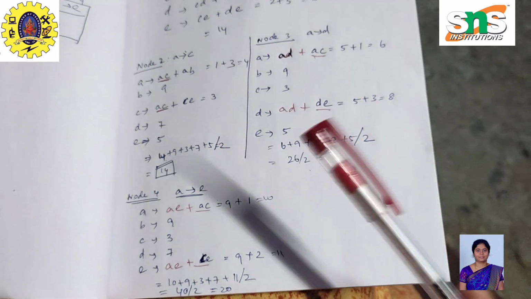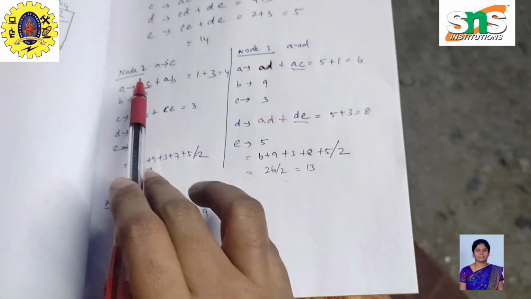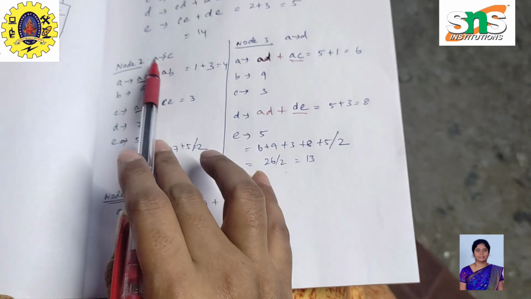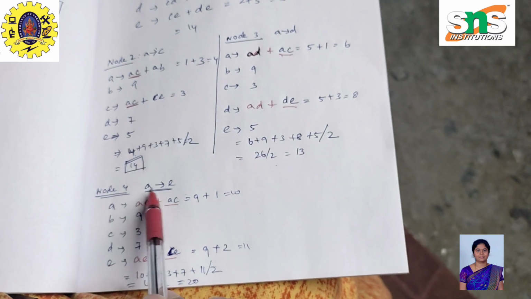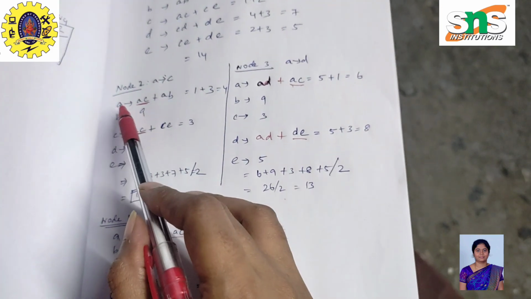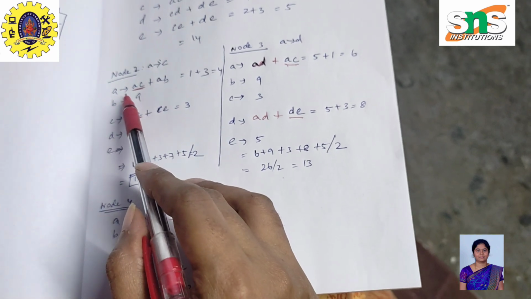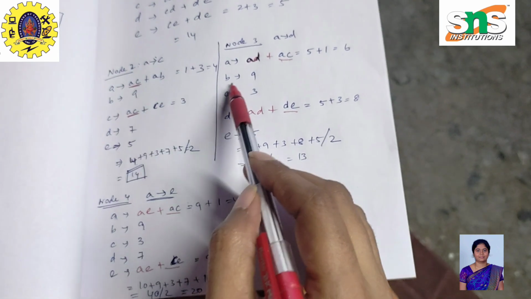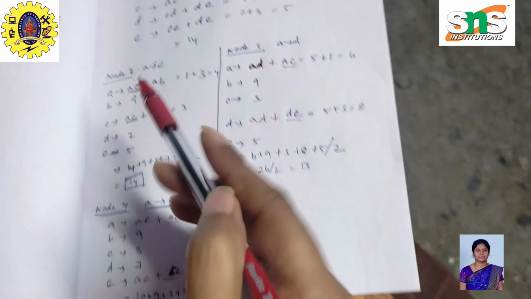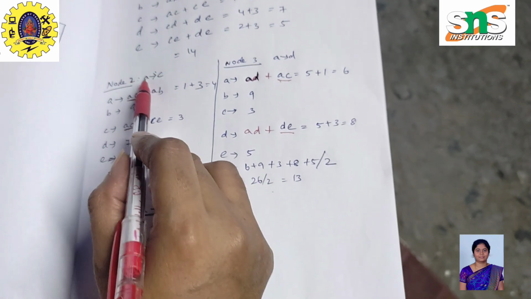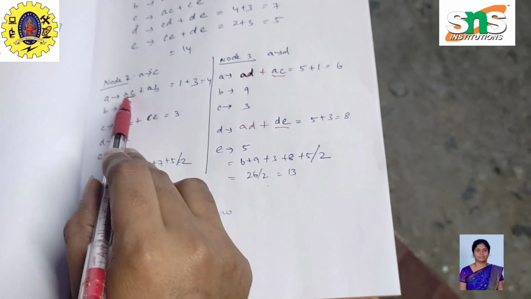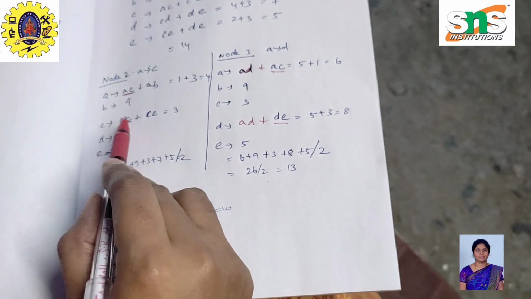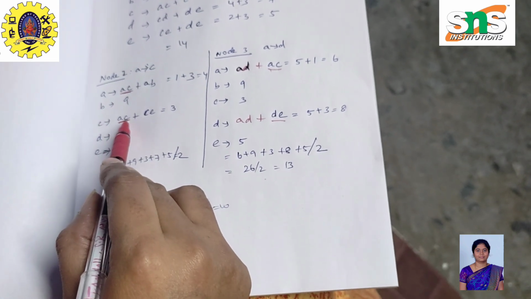For the same level node I have calculated. So for node 2 it is A to C, for node 3 A to D, and for node 4 A to E. For this we have to write all the nodes and A to E, and here also all the nodes. So for this we have a combination A to C and C to A. So for A I have to write AC, and for C also I have to write AC.